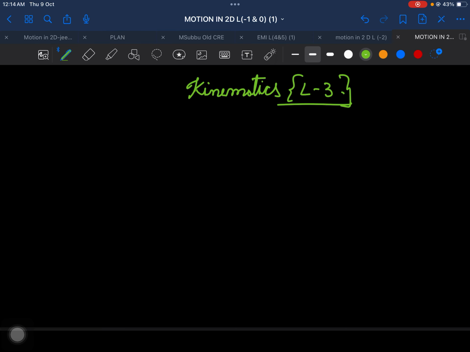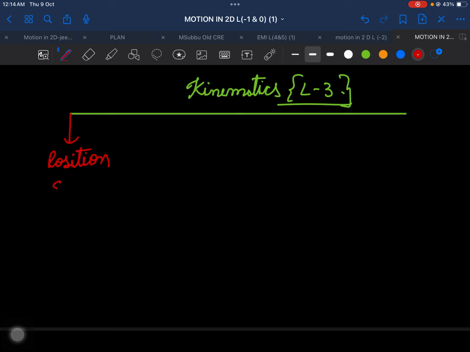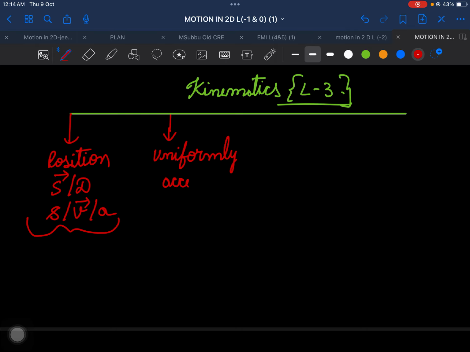Clear? So if I divide this kinematics into 4 verticals, then the first is where we will study position, displacement denoted by s vector, distance, speed, velocity, acceleration. Clear? Or the average value of these things, right? Then the second vertical where we will talk about the uniformly accelerated motion.